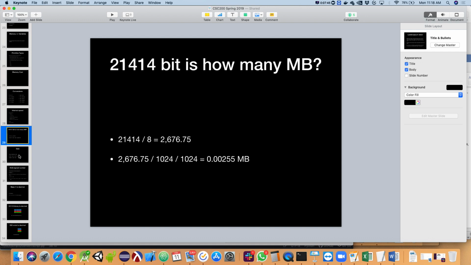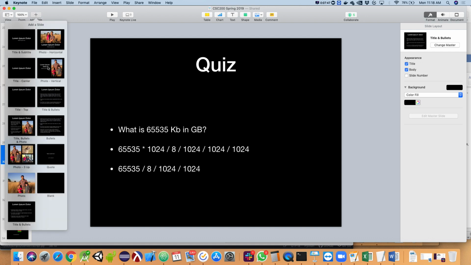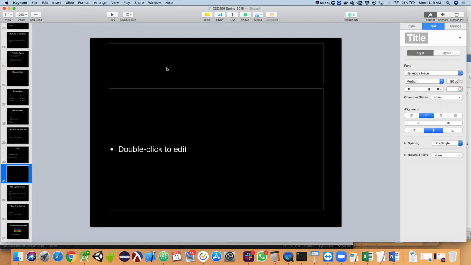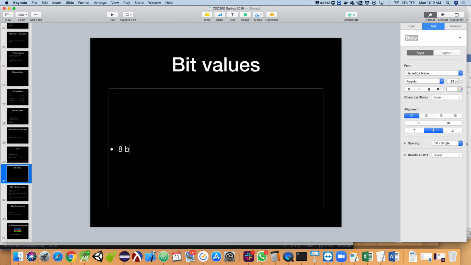So let me jump here. We'll call this bit values. So an 8-bit value will be a value made up of 8 zeros and ones. For example, the number 2 in 8 bits is that. And I'll talk about why that's the number 2 shortly. So this is the 8-bit value 2.